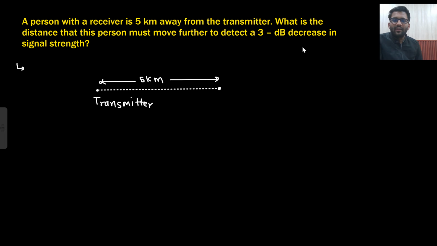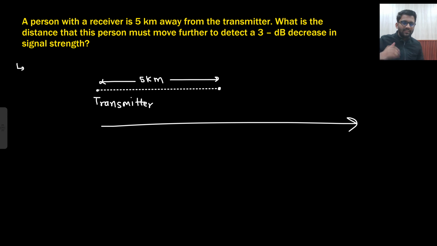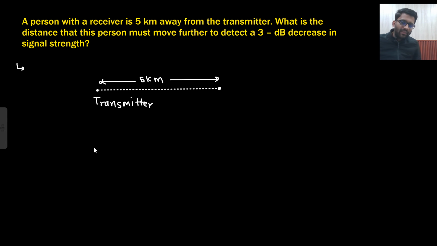Now what they are saying, what is the distance that person must cover to detect a 3 dB decrease in the signal strength? Signal strength should be decreased. So this transmitter would be radiating some power. As you increase the distance, as you go in this direction, the power strength will decrease. Why is that so? Because what is the power radiated? Power radiated is R square into P average. Can I write down P radiated would be proportional to the P average? Say yes or no?